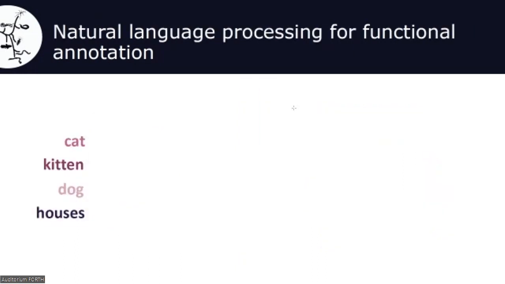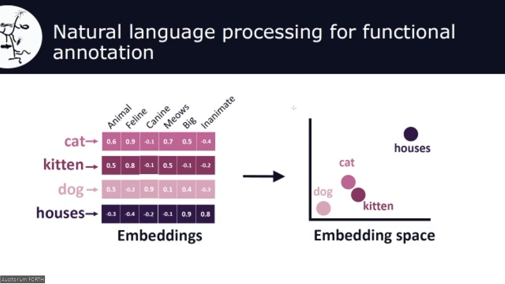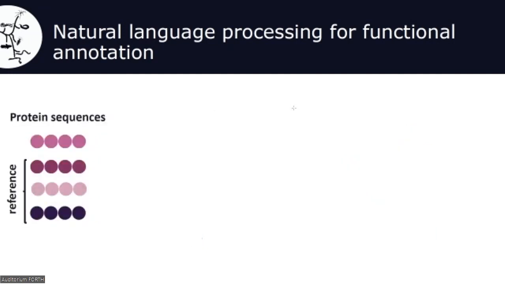I will briefly explain this with an example of words. You have several words, and in these methods, which have been trained with other data sets, you get the vector representation of them, called embeddings. In the embedding space, you can see that the words that are more similar in their meaning are closer to each other. We can transfer this to proteins, in what we call protein language models.